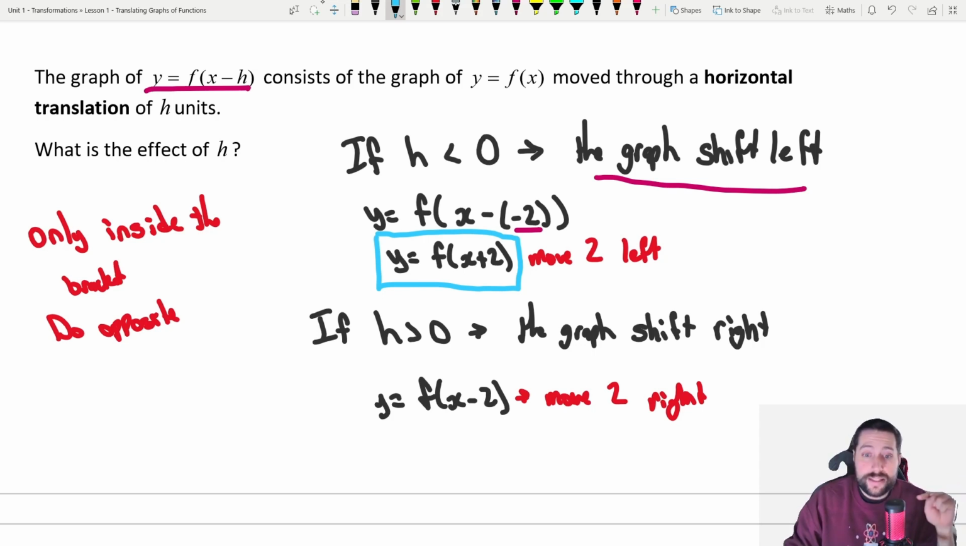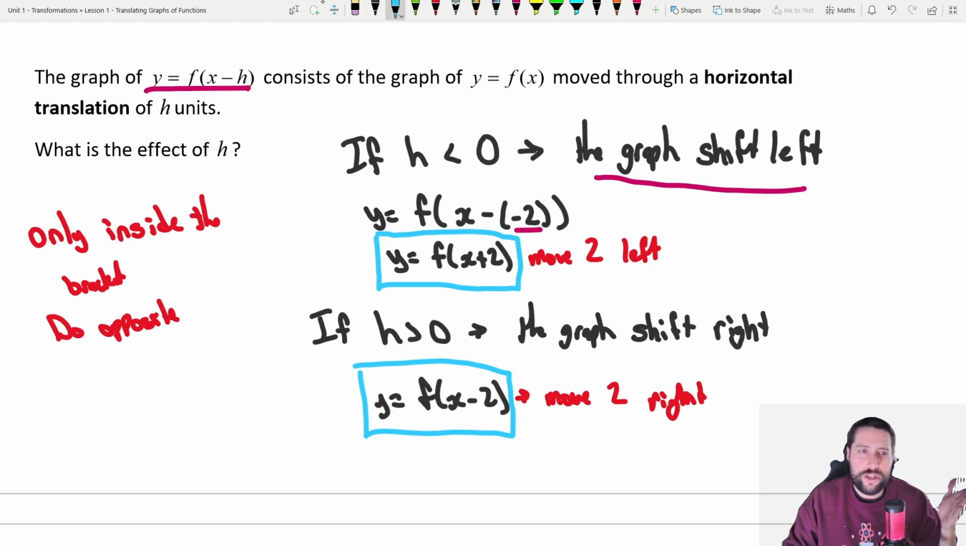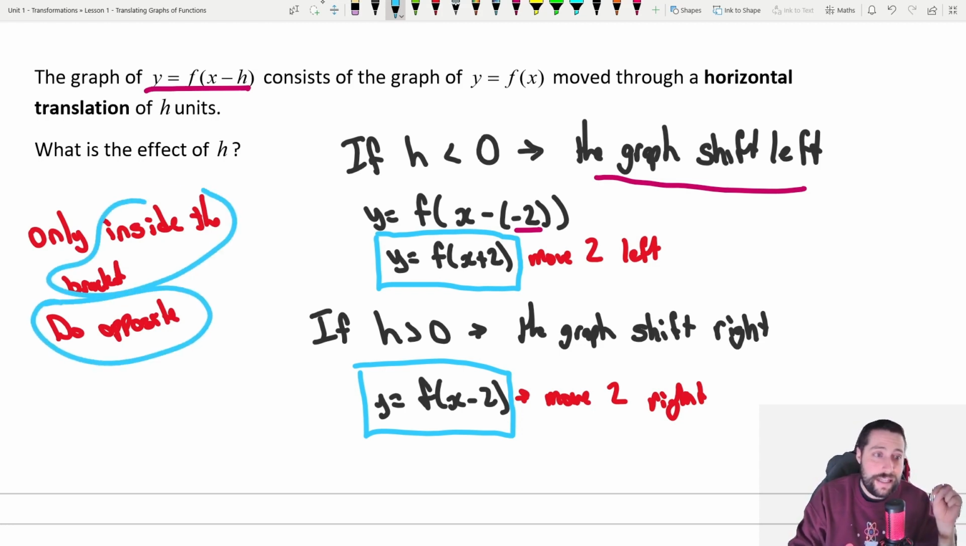Whereas if we look at f of x minus 2, this looks like we should be moving it 2 to the left because that 2 is negative. But we should be doing the opposite because it's inside the bracket. So we should be moving it 2 to the right.